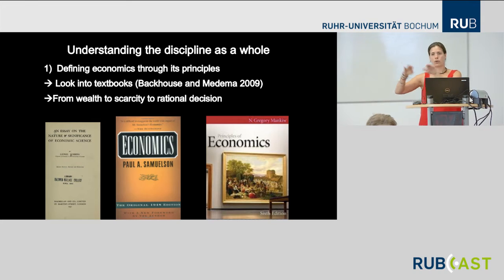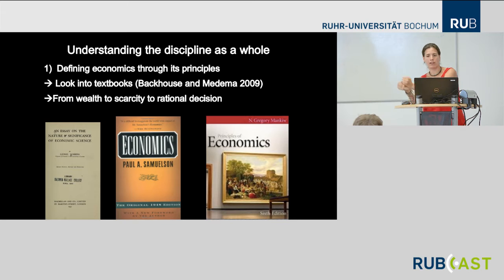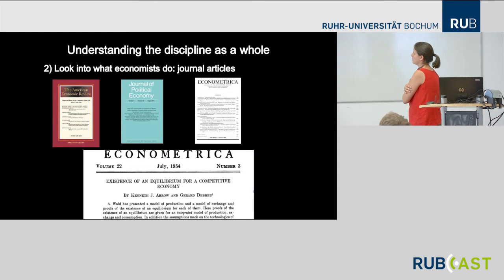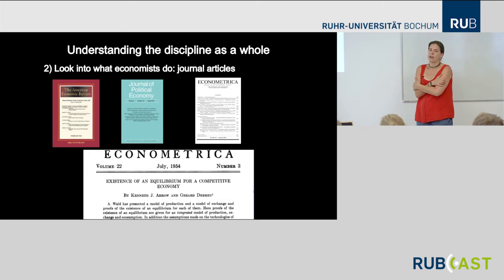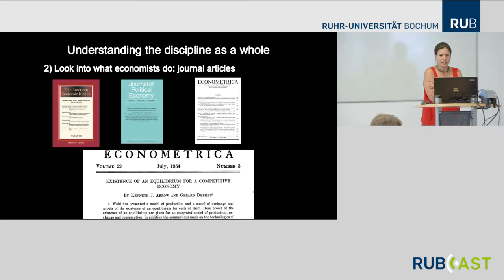Look at all the textbooks in the past centuries and see how the definition changed. And you have like a core of what economics is about. Another way to do it is to look into what economists do. And what economists do, mostly, they write journal articles. So this is a part you don't really see as undergraduates.